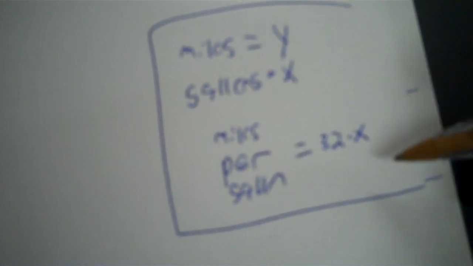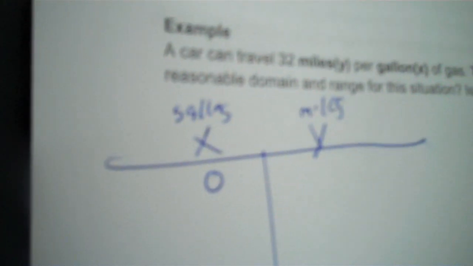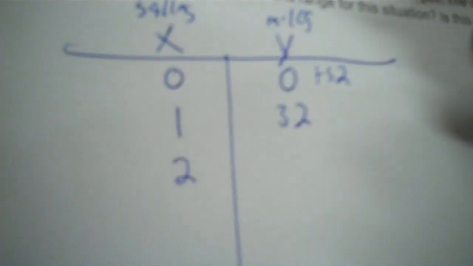Now the miles per gallon is 32. 32 times x. That's going to be the rate of change. Then, big long table, x, y. X is your gallons, and y is your miles. So if I have 0 gallons of gas, I can't drive any miles. If I have 1 gallon of gas, I would add 32. That's what miles per gallon means. Every 1 gallon, you get to add 32 miles on what you can drive. 32 plus 32 is 64.